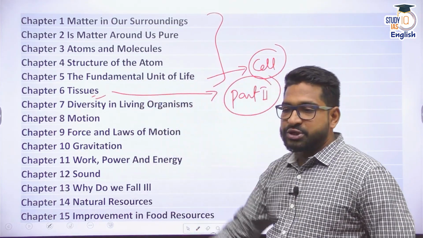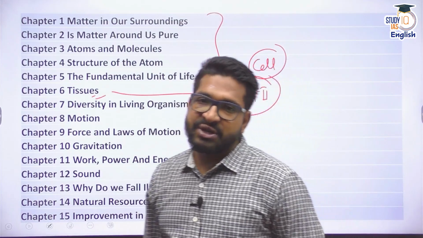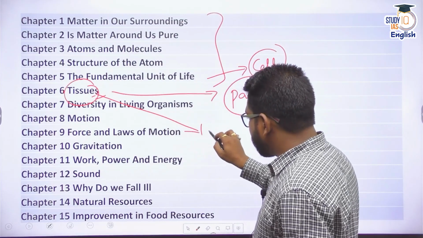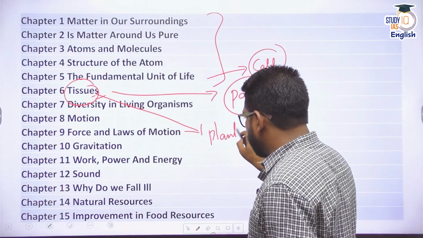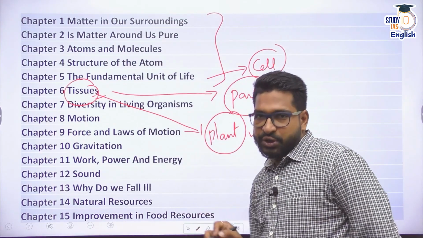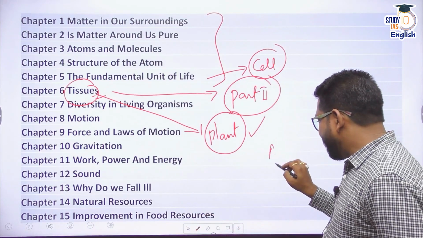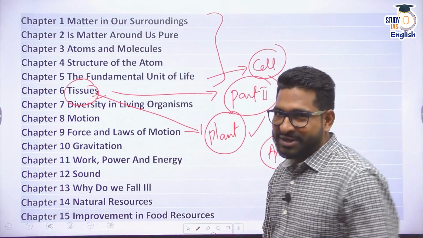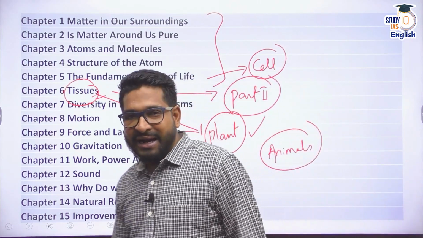Chapter 6 talks about tissues. In our previous interaction, which was part 1, we discussed different tissues which are connected to plants. I hope you remember plant tissues. Today, we are going to focus on animal tissues, the tissues that are found even in our bodies. All right, so let's begin our discussion.